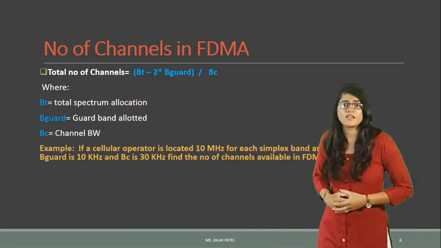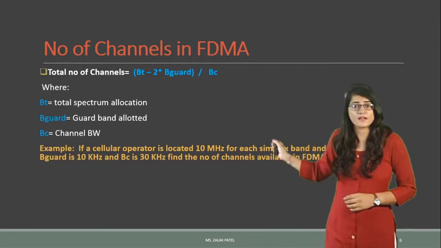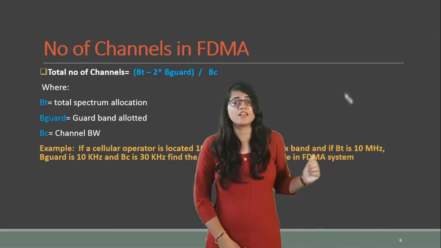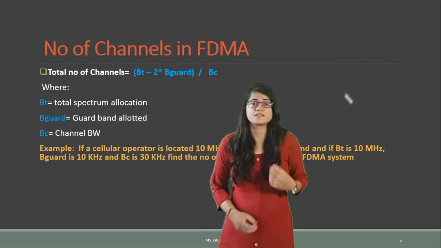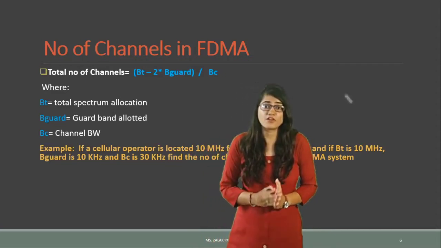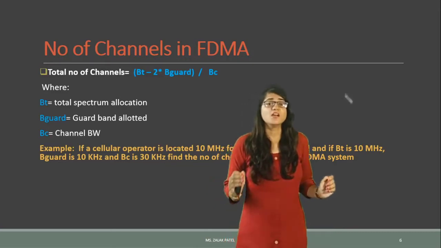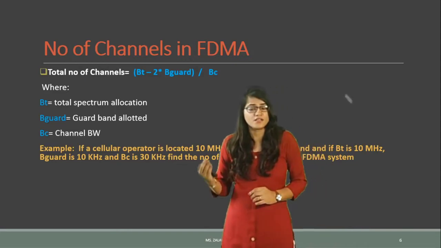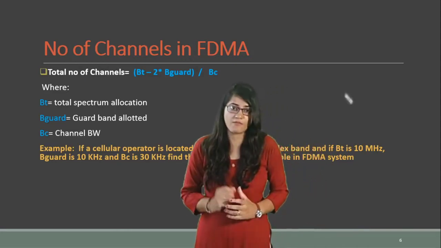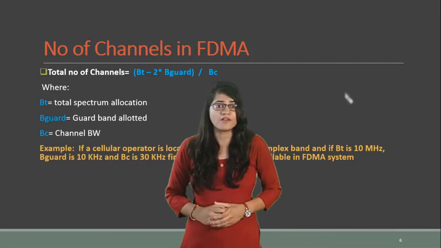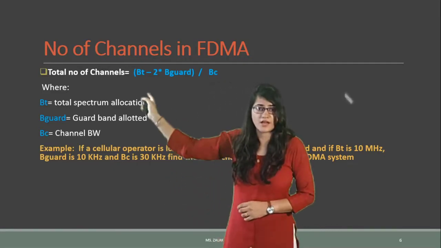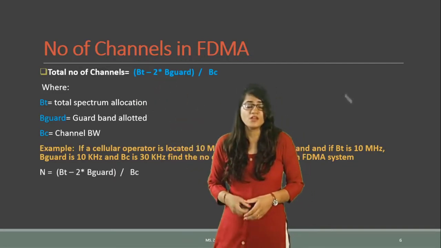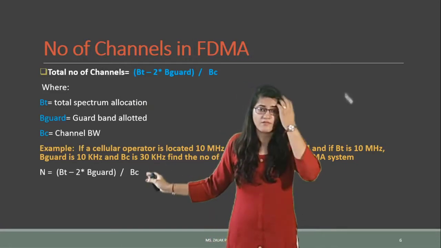Consider the problem statement: a cellular operator is allocated 10 MHz for each simplex band, the total bandwidth available is 10 MHz, the guard band is 10 kHz, and the channel bandwidth is 30 kHz. The terms given in the problem statement are the channel bandwidth, total bandwidth and guard bandwidth. Now you should use the equation we already discussed: Bt minus 2 times guard band, divided by Bc. So let's use the same equation.